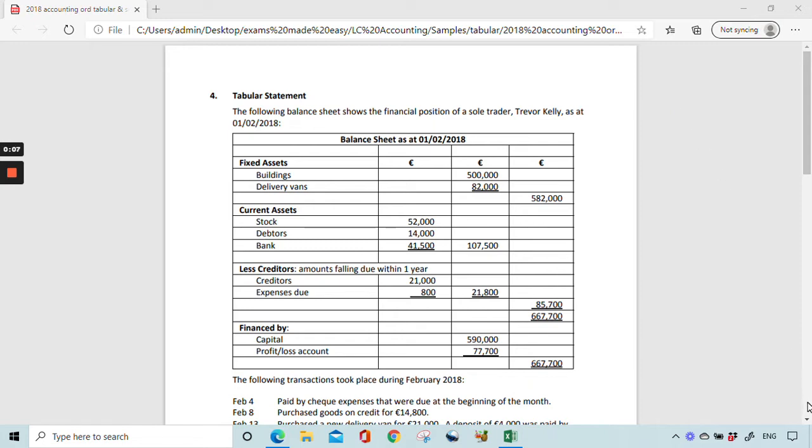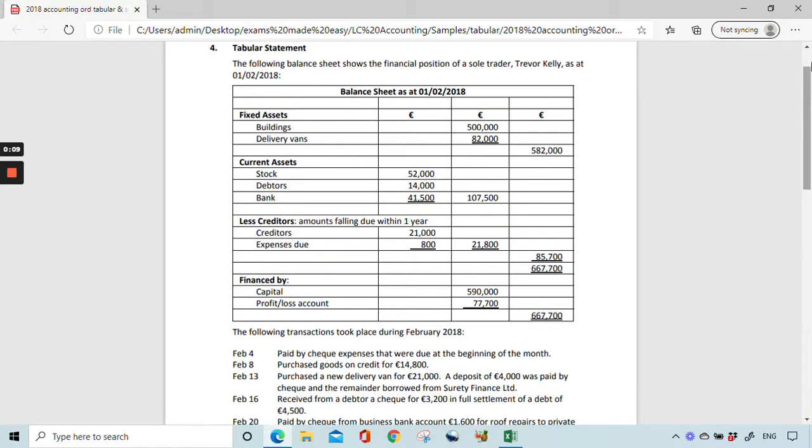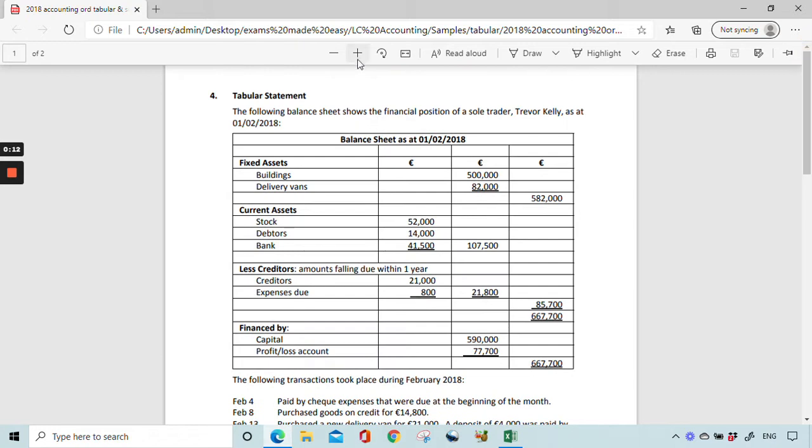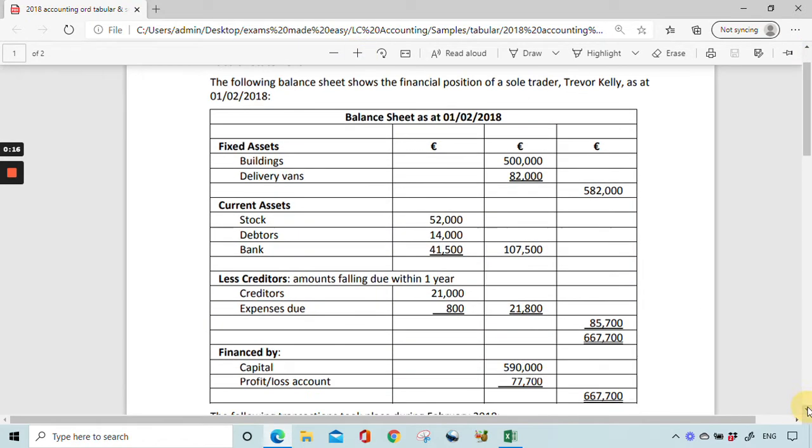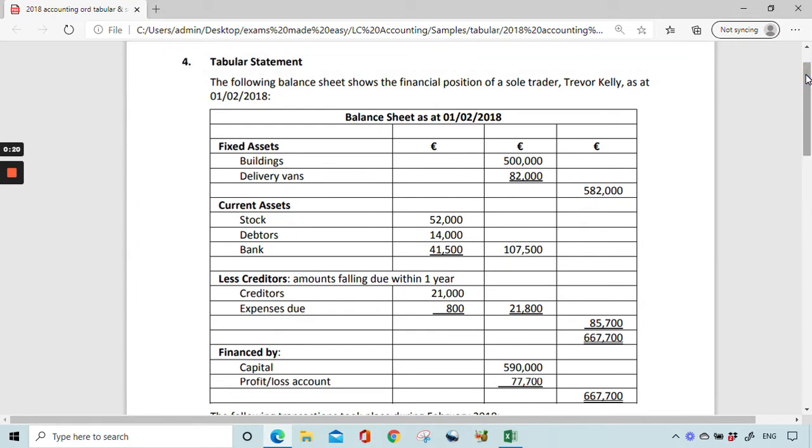Today I'm going to go through the 2018 Ordinary Level tabular statement. On the screen at the moment is the question. Make sure you have the question in front of you while I'm going through this. The following balance sheet shows the financial position of a sole trader, Trevor Kelly, as at the 1st of the 2nd 2018.